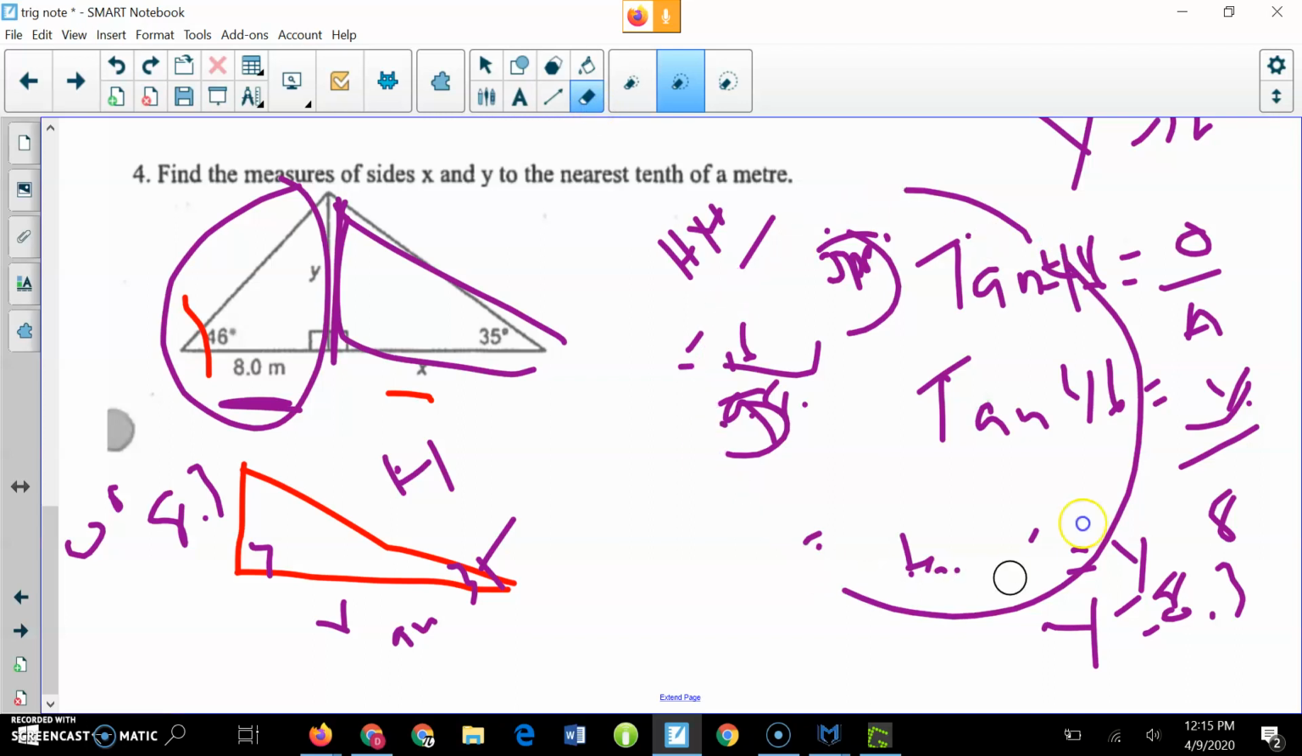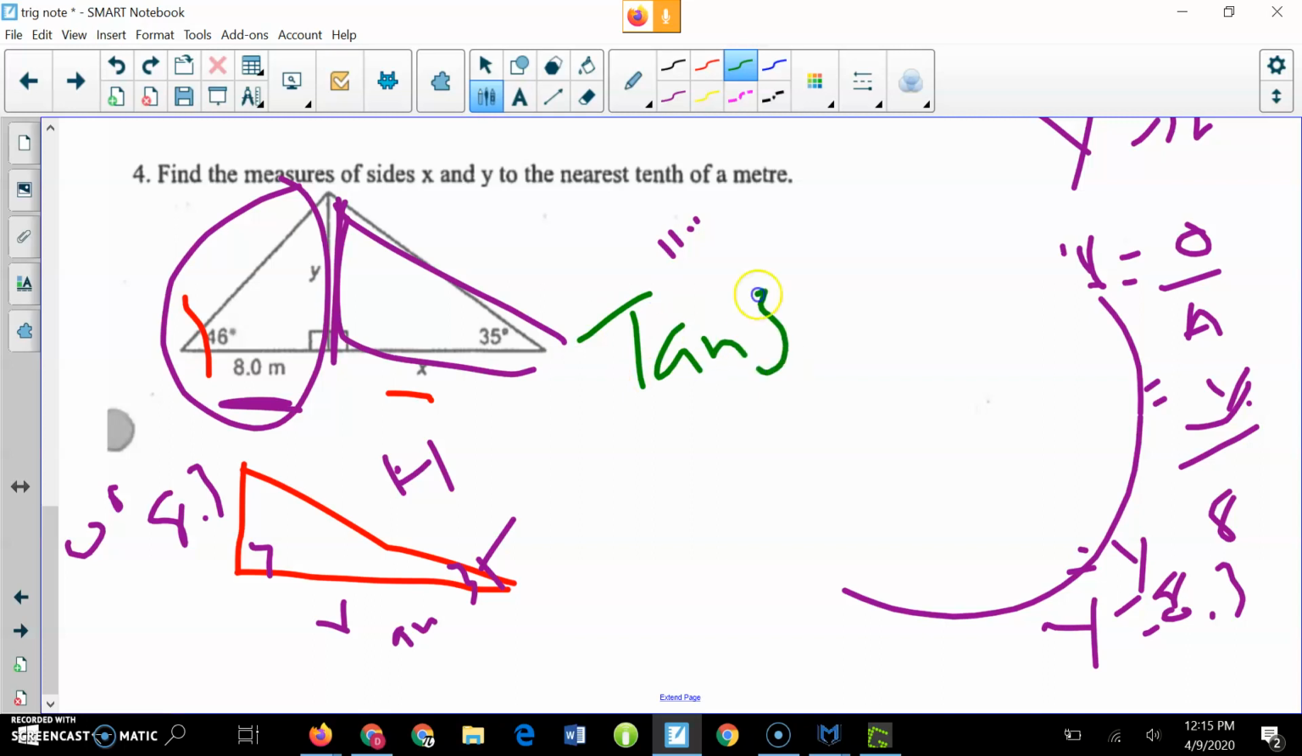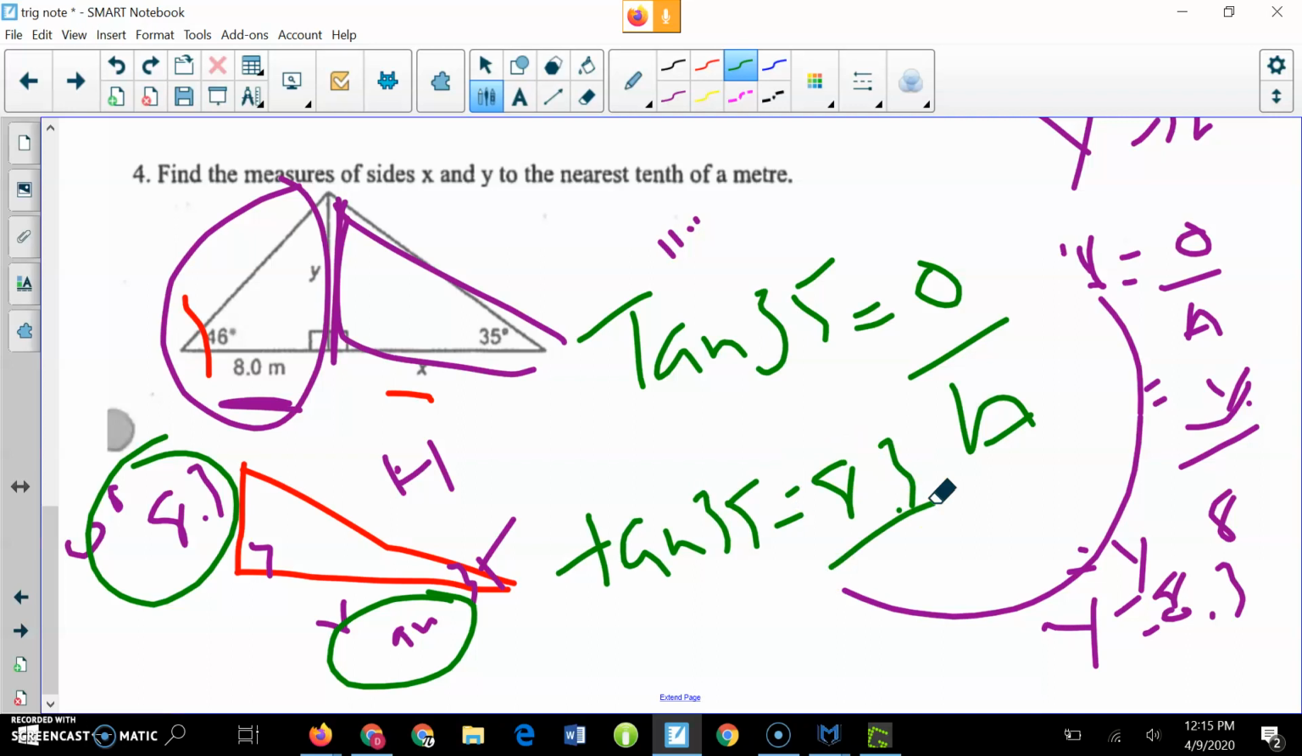And then boom. Let's clean this up a bit. So now let's try green. So we're going to come back and go tan of 35 is equal to opposite over adjacent. Okay, this is my opposite, this is my adjacent. So tan 35 is equal to 8.3 over x.